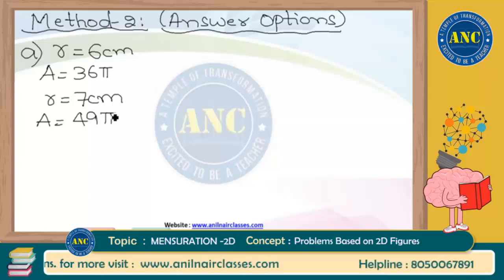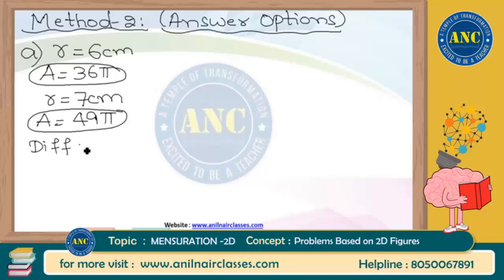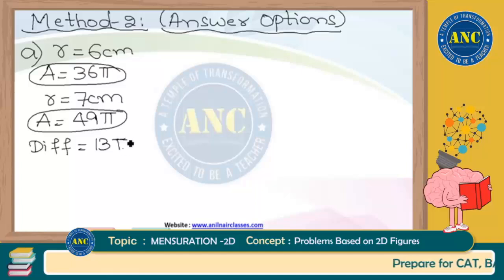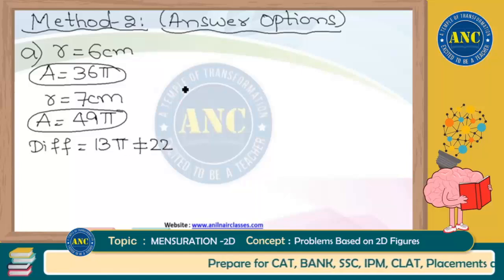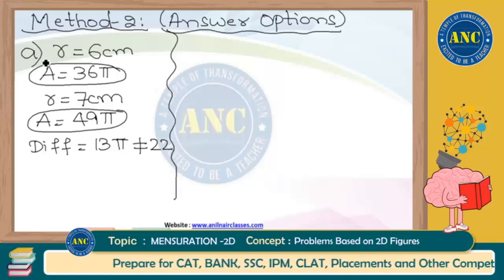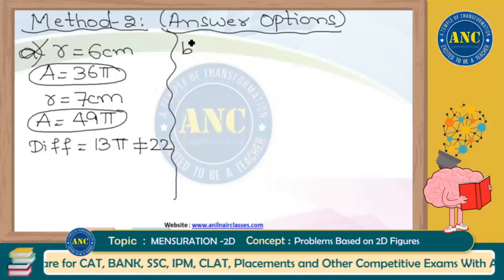Now check it out, sir. They are saying the difference between new area and old area. It is 22, it seems. 49 pi minus 36 pi. Difference is 13 pi. Is 13 pi, 13 into 22 by 7, equal to 22? No, it is not equal to 22. Option A cannot be the right answer.